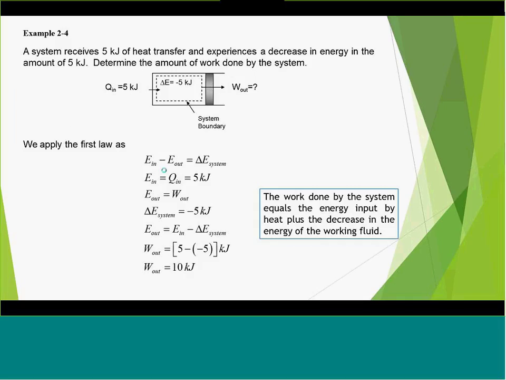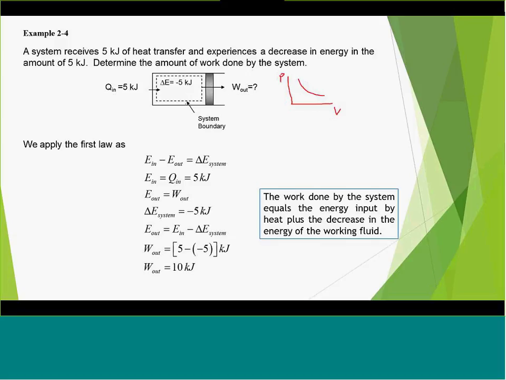Okay, for example, I give you one example. Maybe I have two. Example: a system receives 5 kilojoules of heat transfer and experiences a decrease in energy in the amount of 5 kilojoules in the amount of work done by the system. Normally, the piston system is one of the easiest examples that can be given, because remember we have the pressure and volume of a system. This is what relates to the heat and also the work being done on the system.